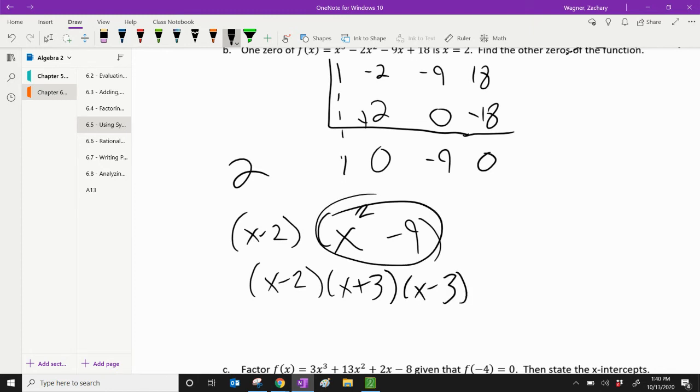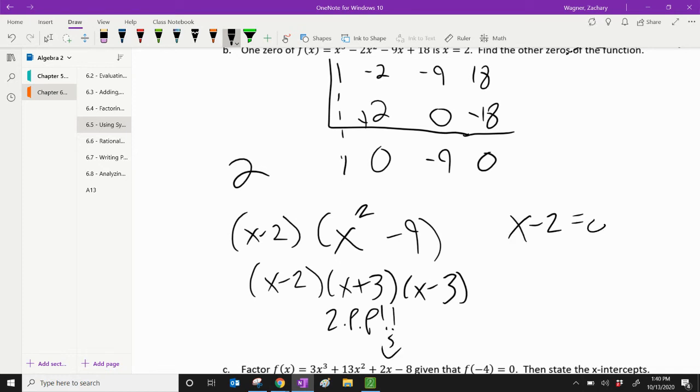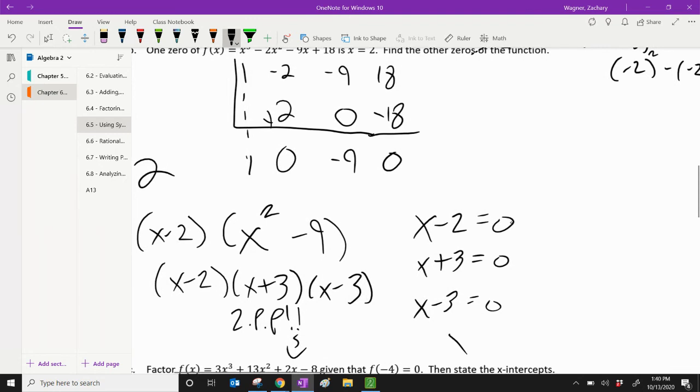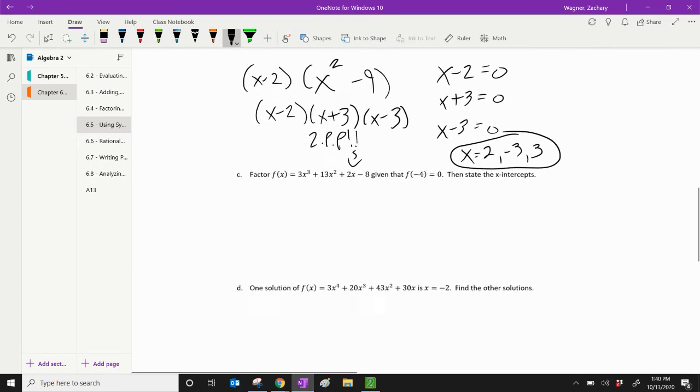What two numbers multiply to negative 9 and add to 0? Negative 3 and positive 3, which means use ZPP to solve from right here. To find out, x minus 2 equals 0, x plus 3 equals 0, x minus 3 equals 0. Isolate x: x equals 2, negative 3, and positive 3. Very nice. Two more problems. I love this stuff.